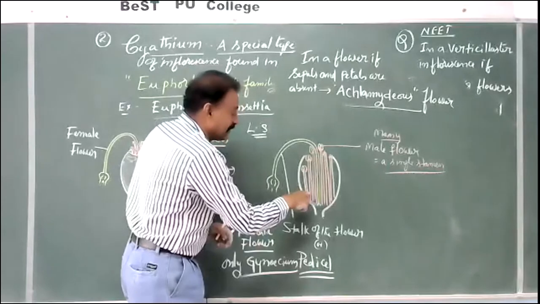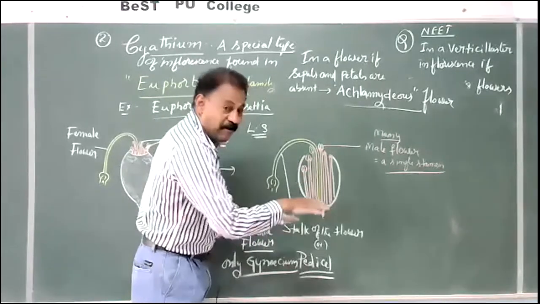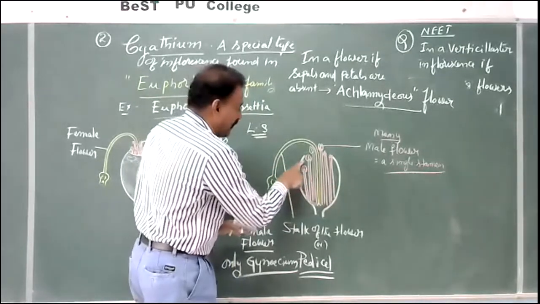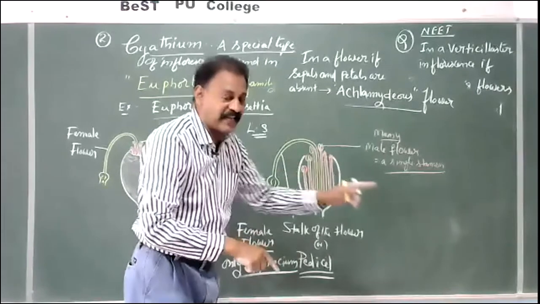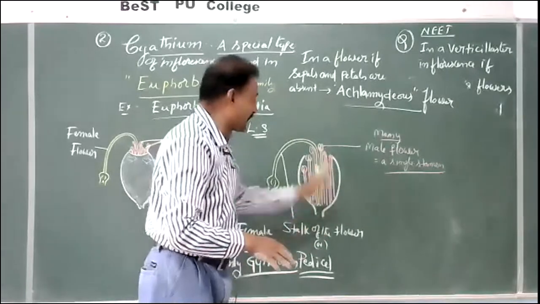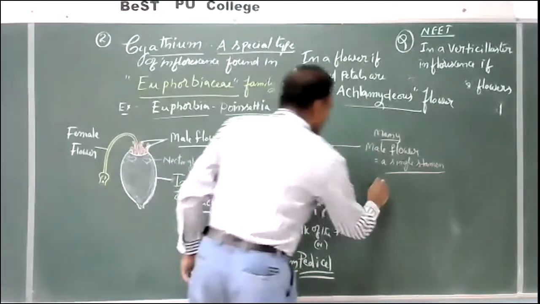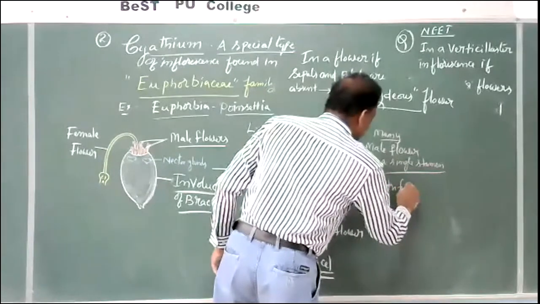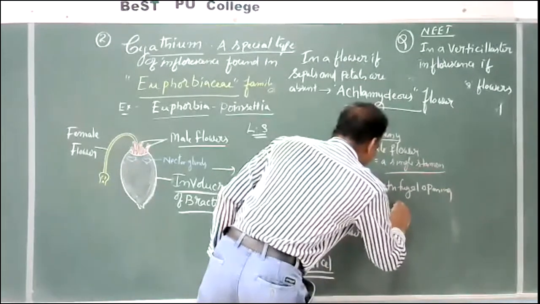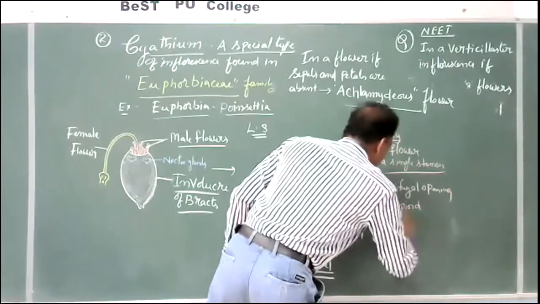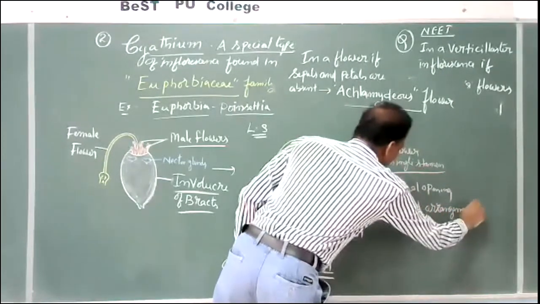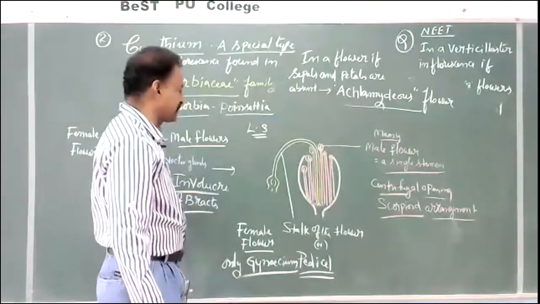And they are arranged in scorpioid cyme. Scorpioid cyme means zigzag manner. Some are small, some are large, and they will open centrifugally. Centrifugal means cymose character. Scorpioid, cymose character, a special character. Centrifugal opening. Scorpioid cyme arrangement. Hence, it comes under a special type of inflorescence.